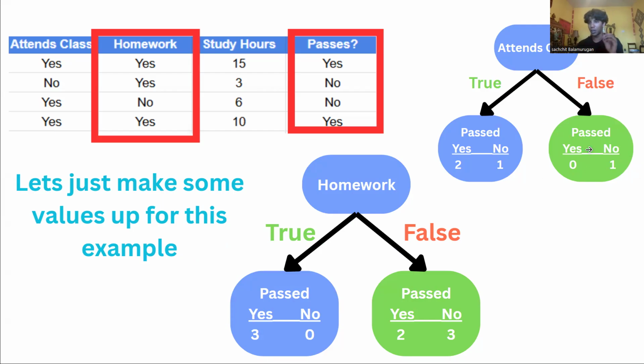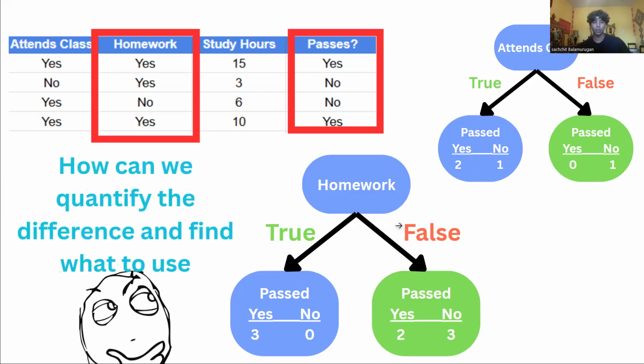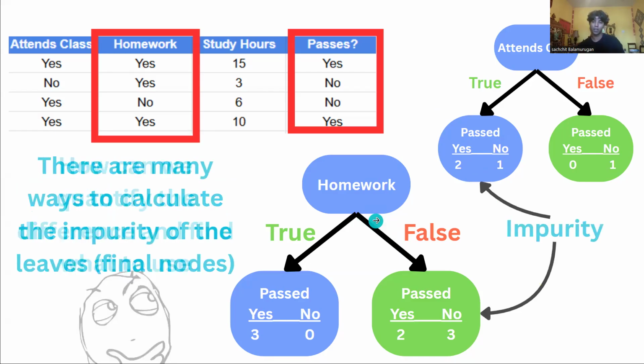In yes, it's 0. In no, it's 1. So it's pure. But if you look at this blue one here, in true, right? In yes, there's 2, and in no, there's 1. So it's impure, right? It's not pure. So then we can perform something like Gini impurity. So before that, how can we quantify the differences and find what to use, right? Now the goal is to what? We're trying to figure out what the first question is, right? How can we do this? Well, let's find out.